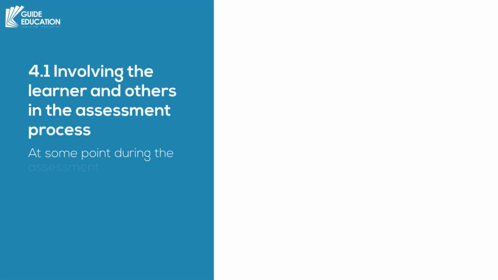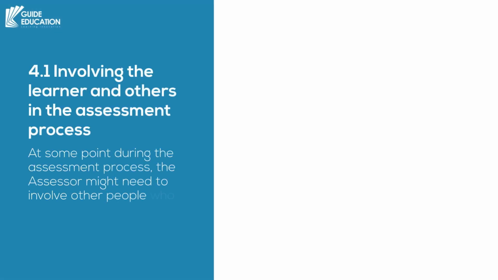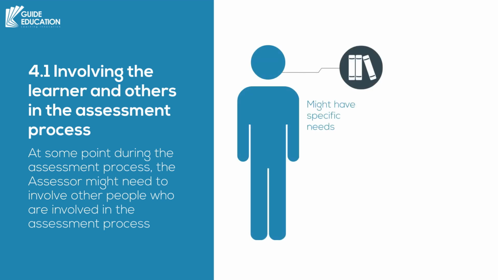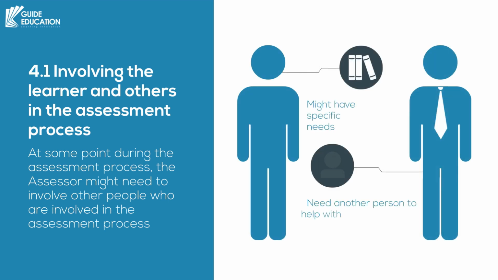At some point during the assessment process, the assessor might need to involve other people who are involved in the assessment process. For example, a learner might have specific needs, and the assessor may need another person to help with the assessment to coincide with the individual's needs. This could be external or internal people.